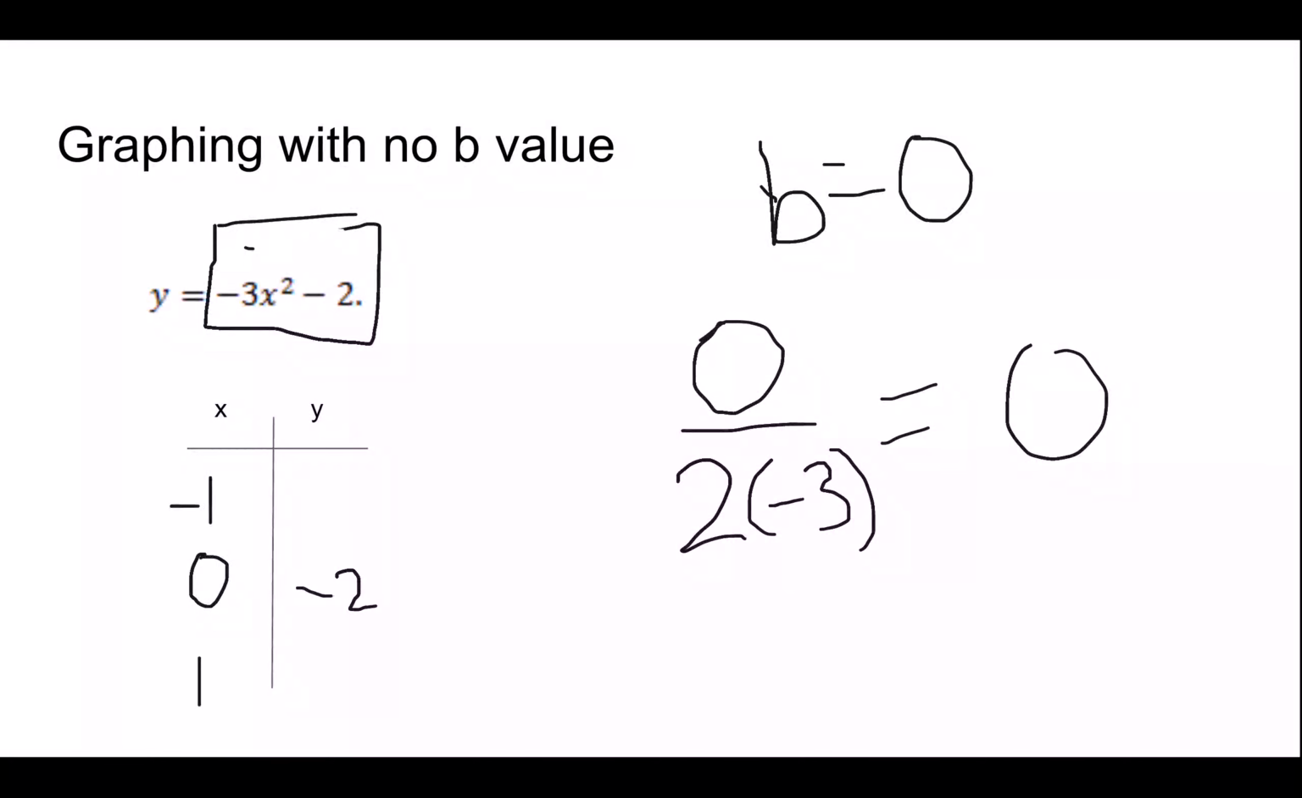If I put in negative 1, negative 1 squared would become positive 1, times negative 3 minus 2, negative 5. Same thing the other way. So we get negative 5. So the table we get to fill out is negative 1, negative 5, 0, negative 2, and 1, negative 5. And let's graph that.